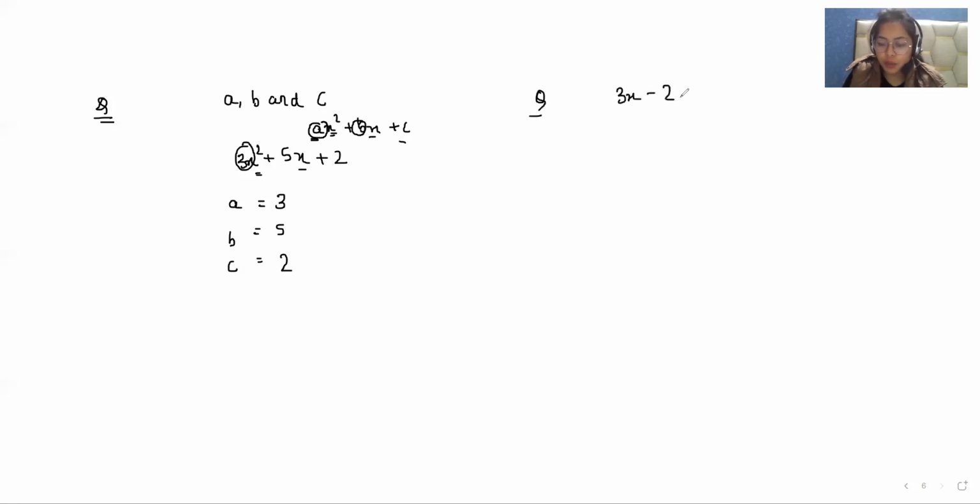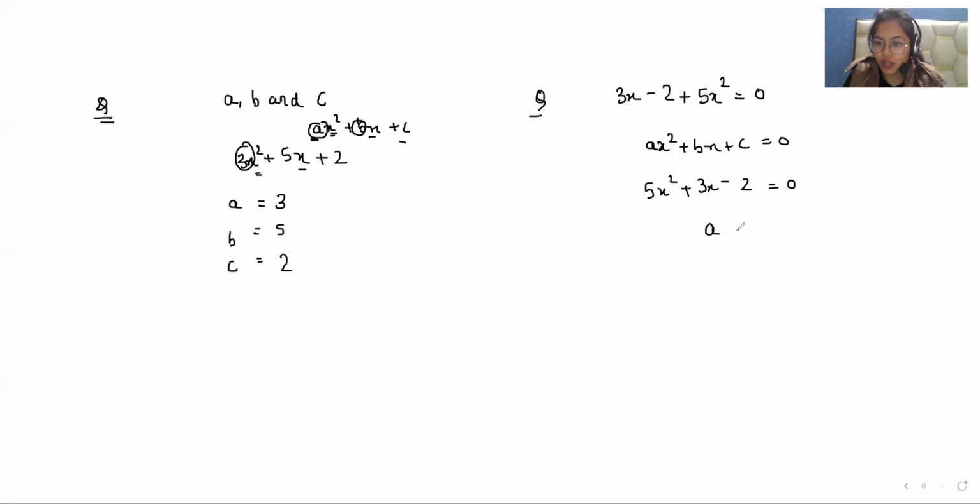3x minus 2 plus 5x square equals 0. This is a quadratic equation because x has power 2. So first we'll write it in the form of ax square plus bx plus c equals 0. So ax square is 5x square, bx is 3x with positive sign, and c is minus 2, equals 0.